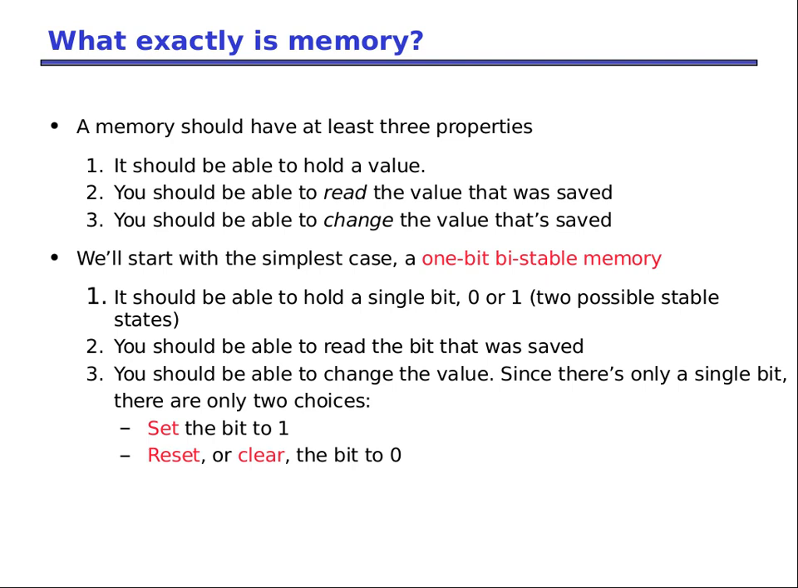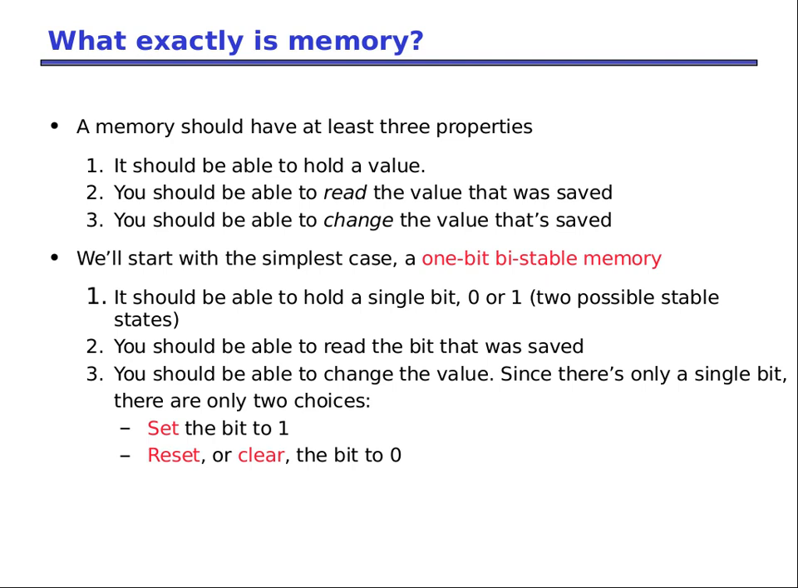So a memory needs to have three properties. It should be able to hold a value, you should be able to read that value, and you should be able to change the value that's saved. All right. Hopefully that's at least somewhat intuitive. You need to be able to keep it in memory, aka hold on to it for a while, and then be able to tell what it is and then change it if you wish.